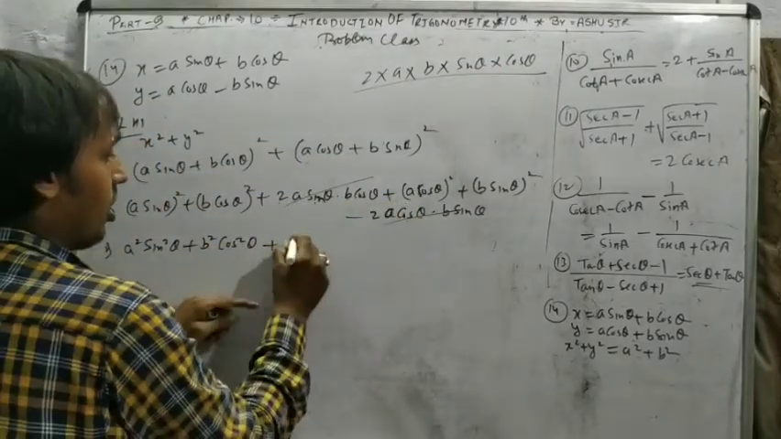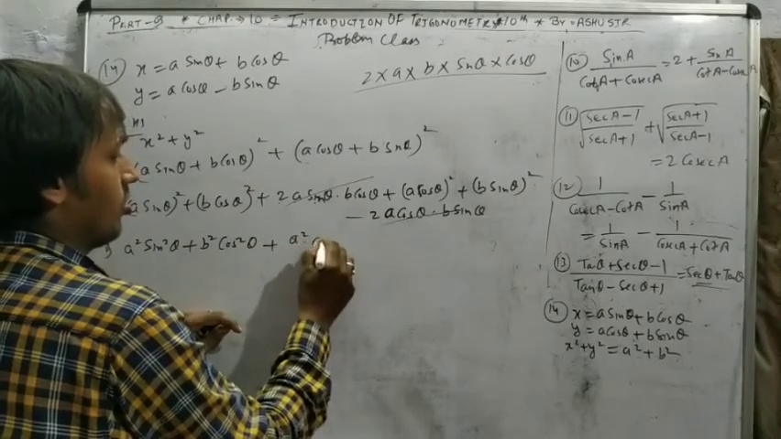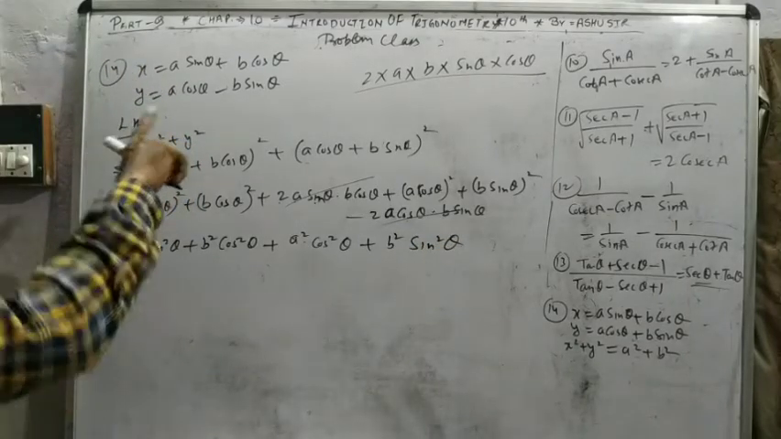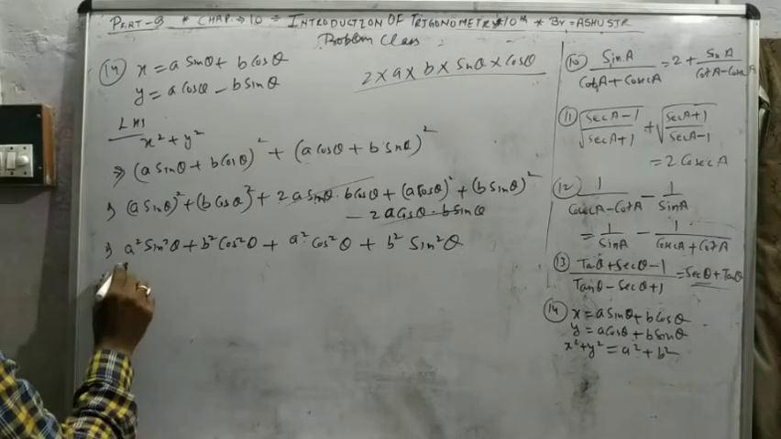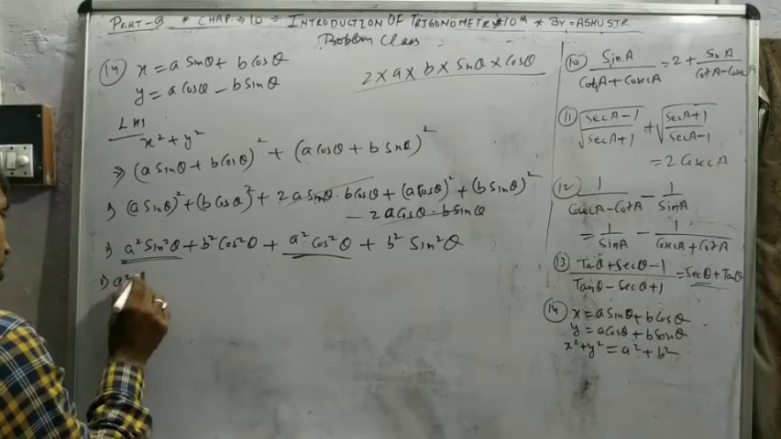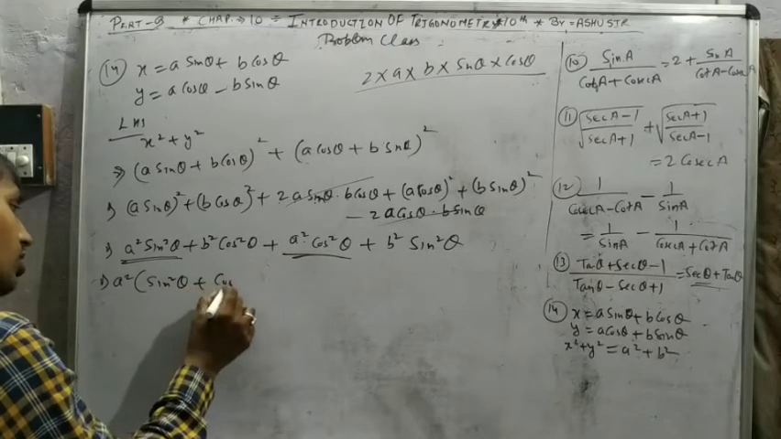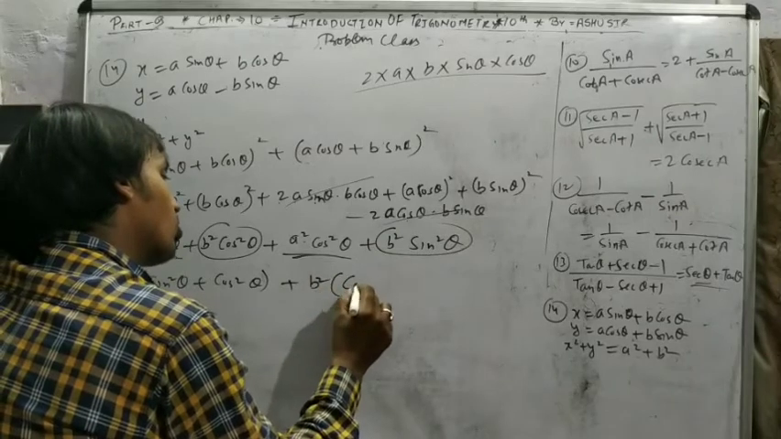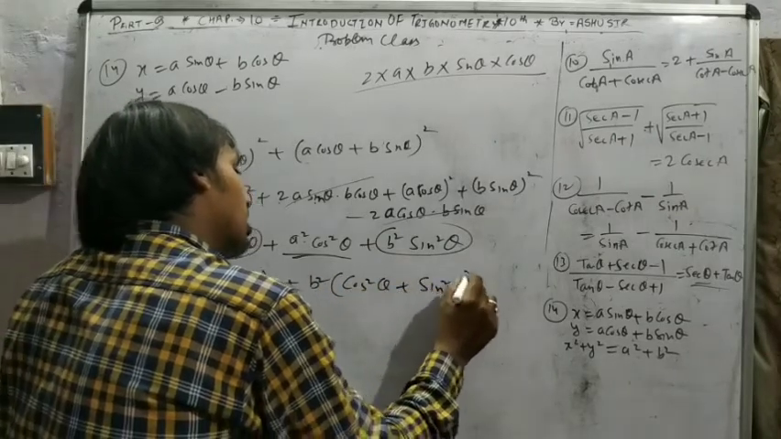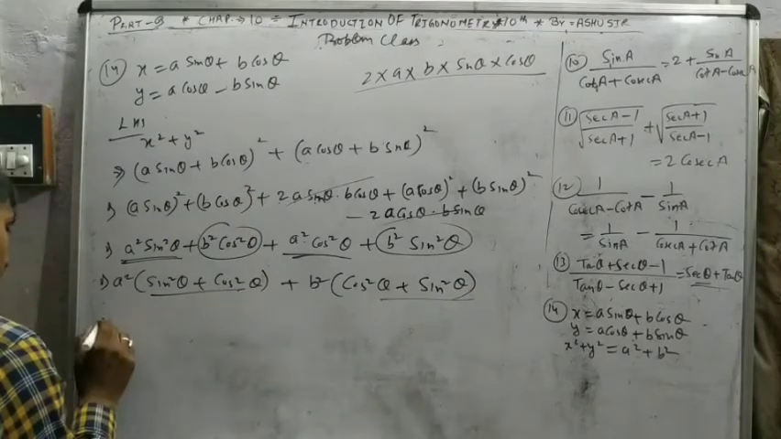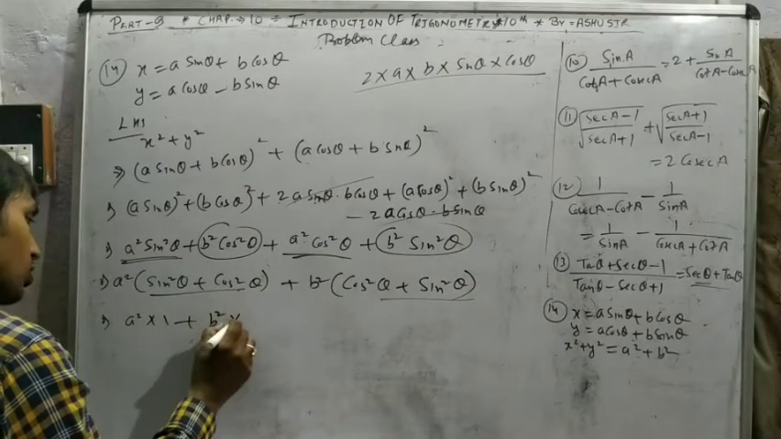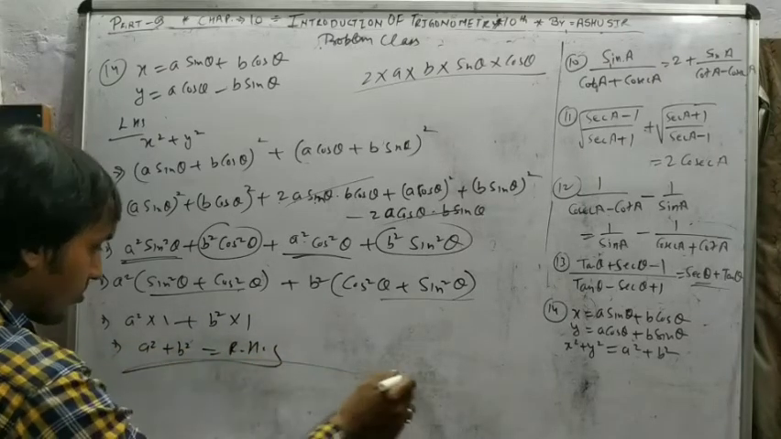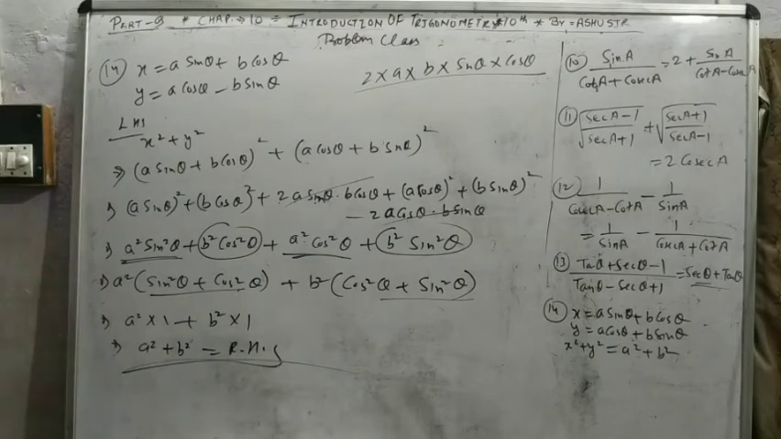And here a square cos square theta, b square sin square theta. There is a misprint in the question, might be possible. So here a square is common, so we get sin square theta plus cos square theta, and here b square is common, so cos square theta plus sin square theta. This is 1, this is 1, so a square into 1, b square into 1, we get a square plus b square, which is the RHS. So this is the whole solution of your question paper. Also note it down.